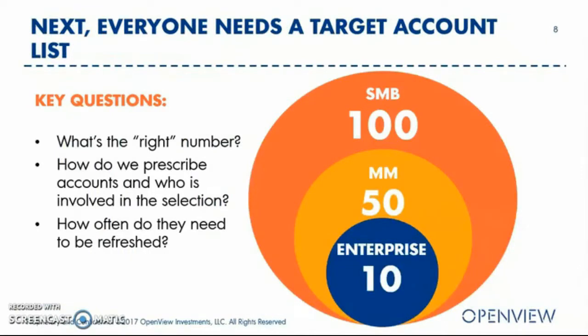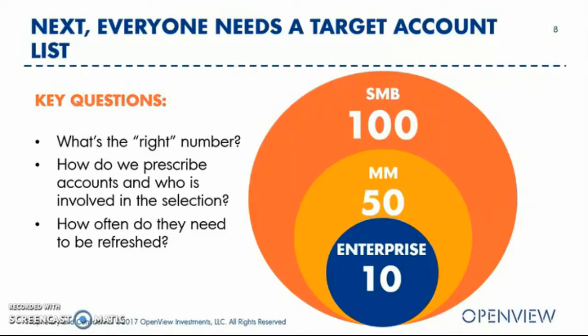So once these territories are set, it's critical that every single rep has a target account list. The goal of these target account lists is to make sure that that proactive outreach is focused. And of course, whether you're targeting enterprise or SMB will determine how many target accounts you'll have. But at the end of the day, every single rep should know who are the key target accounts that they are looking to penetrate at any given quarter.